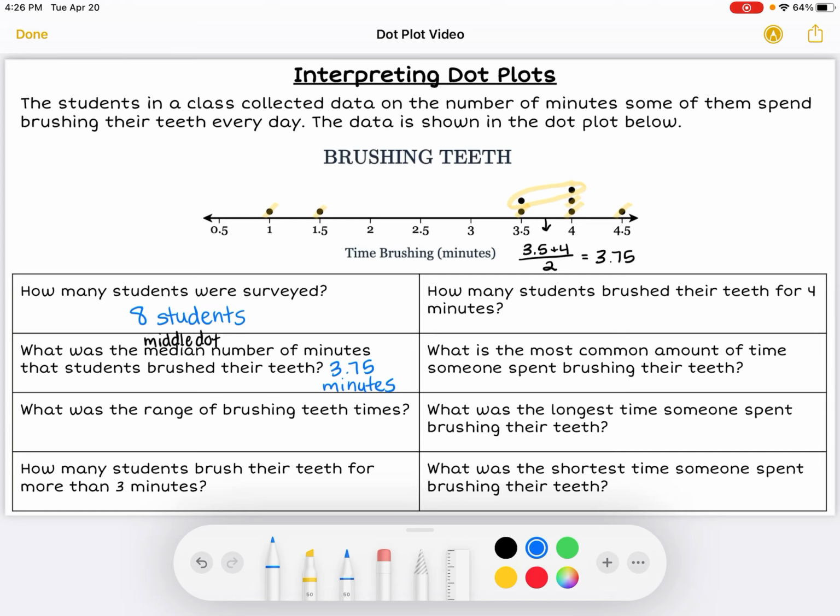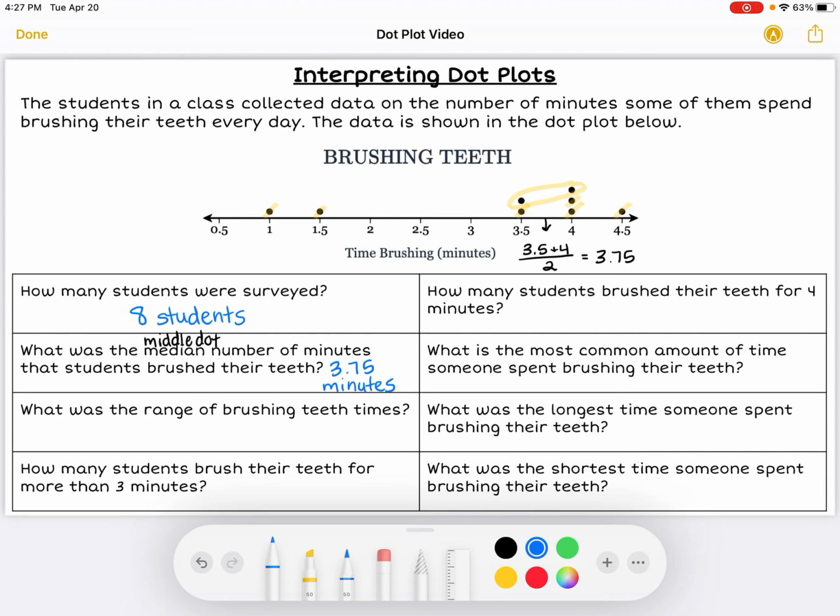That tells us the number right in the middle, okay? Next, we're asked what was the range of brushing teeth times. So the range, we can always find by taking the largest number where we have a dot and subtracting the smallest number where we have a dot. The range is the range of minutes where the data falls in this dot plot.